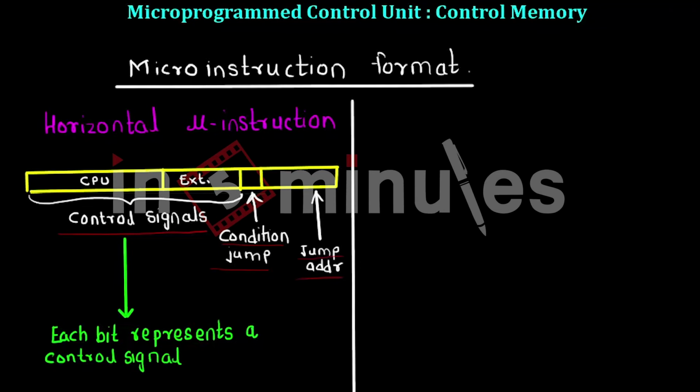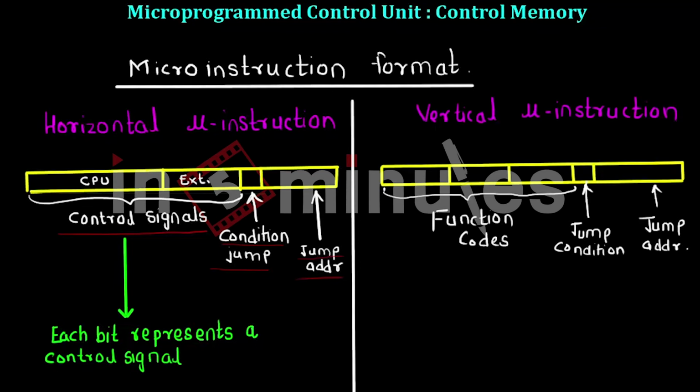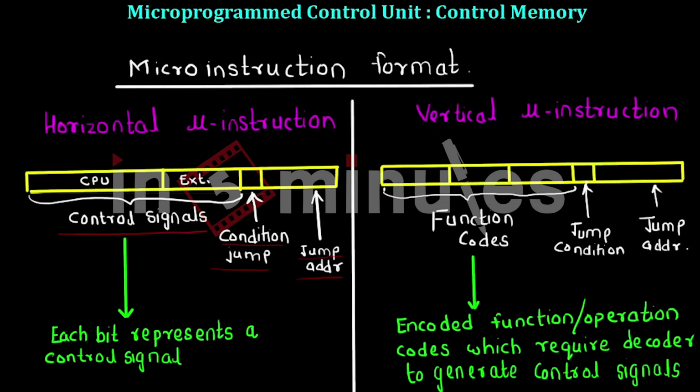In the second type, that is the vertical micro instruction, the general format is the same. However, instead of control signals, it contains some encoded function codes which describe the micro operation. These function codes need to be decoded at a later stage in the control unit. So these are encoded function or operation codes, and to actually generate the control signals, we need a decoder in the control unit. These are the basic differences between horizontal and vertical micro instructions.